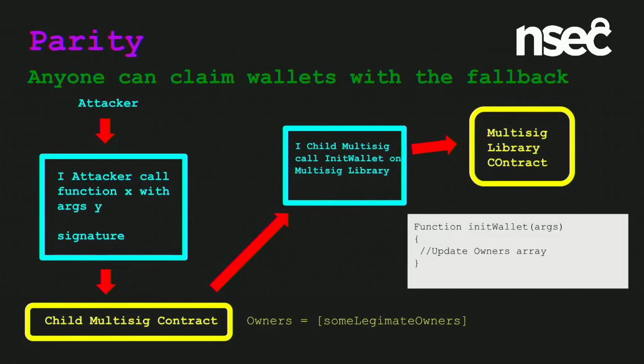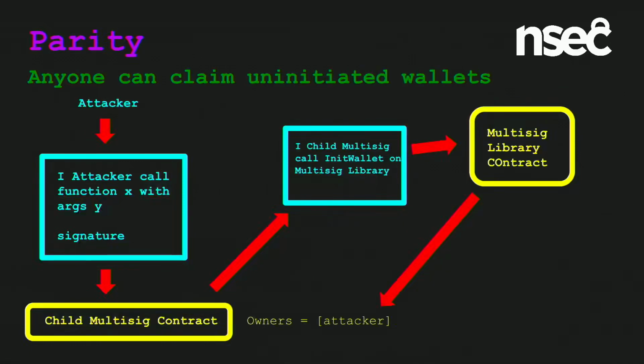That's where things go wrong, because initWallet updates the owners array. And the coding error here is really simple. It's just a missing keyword. initWallet should have been marked as internal, so only the library should have been able to call its own initWallet function. And the attacker is able to overwrite the owners array with their own address and withdraw all the funds.